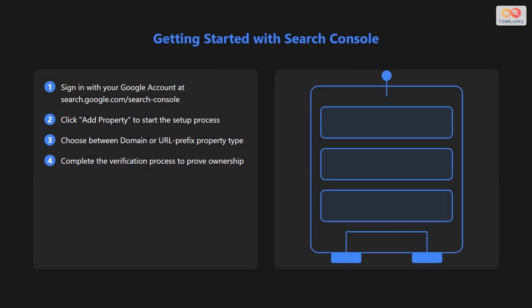To get started with Google Search Console, first sign in with your Google account at the website search.google.com/Search Console. Next, click on the Add Property button to begin the setup process. During setup, you will need to choose between a domain or a URL prefix property type. Finally, complete the verification process to prove that you own the website.